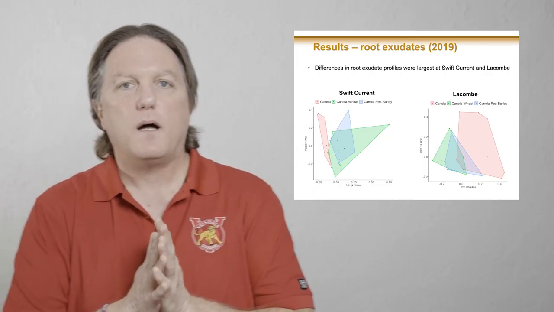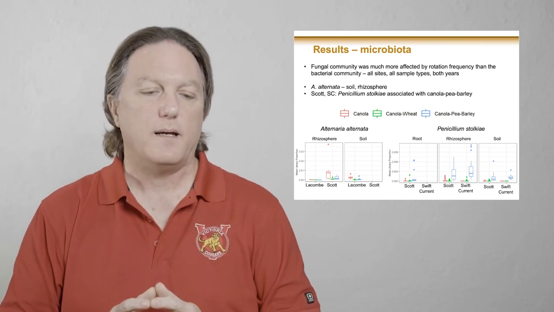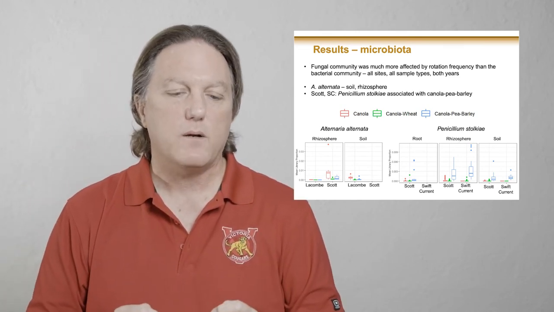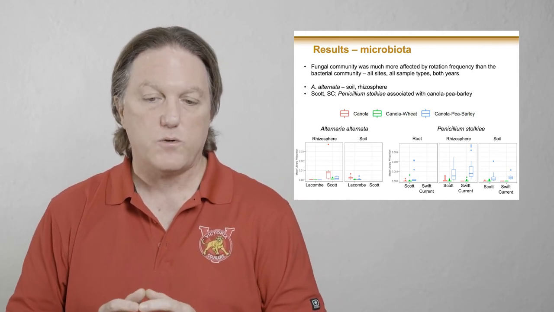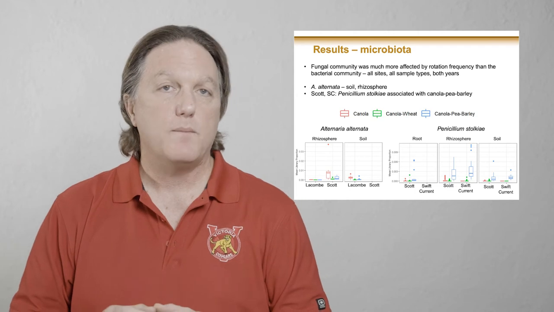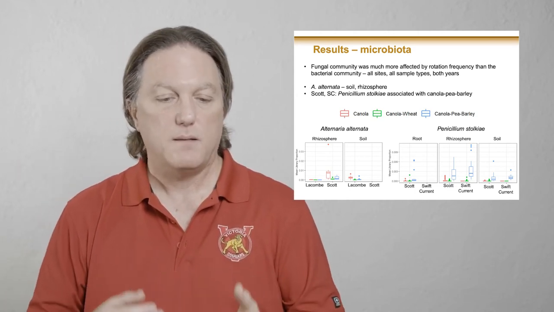In terms of the microbiota, I can only give you a very brief overview, and I won't even show you the bacterial data, because the key takeaway here is that the fungal community was much more affected by the rotational strategy or the rotation frequency compared to the bacterial community. We observed this at all sites, all sample types, and both years.